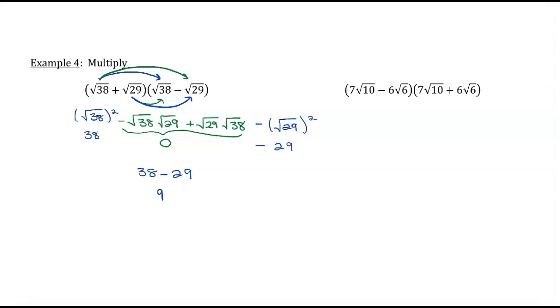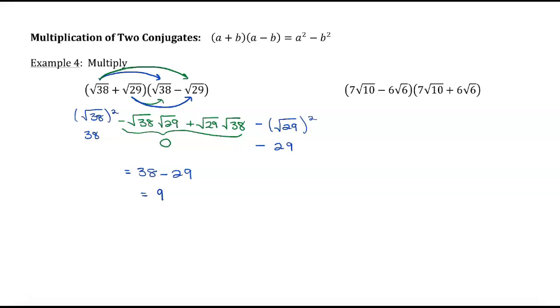This is the multiplication of two conjugates. We have root 38 plus root 29 times root 38 minus root 29, and the result was 38 minus 29. Whenever we multiply two conjugates together, we have this result. A plus b times a minus b is a squared minus b squared. In factoring, we referred to this as the difference of squares. Let's try out this property on the next example.